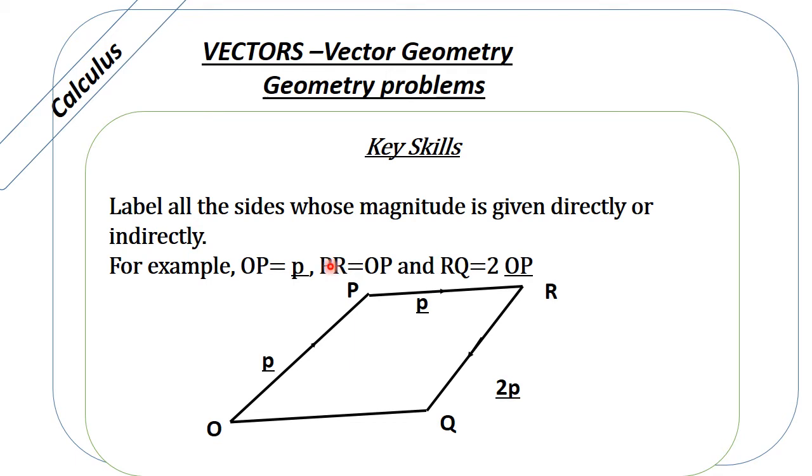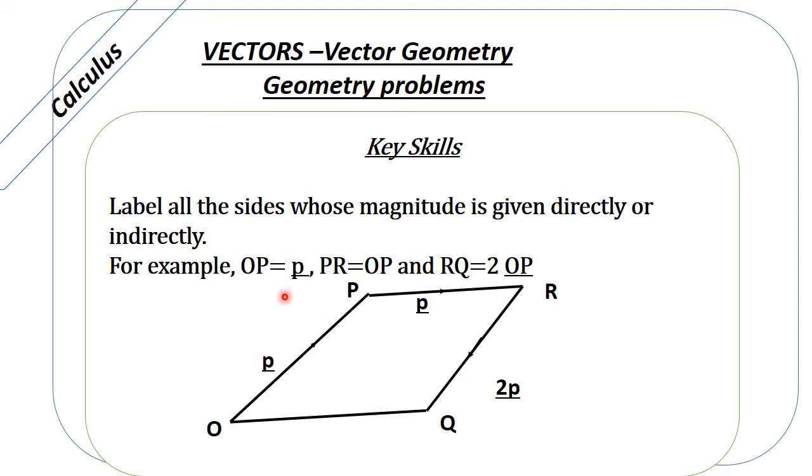So what you have to do is, what is OP? If you got OP, you see that OP is P, meaning that PR is also P. So you put P here. Then another one is RQ is equal to 2OP. So OP again, this is indirect, it is not given directly. So what is OP? OP is P, so you can put P here. So that means RQ is 2P. So you can put between R and Q 2P.